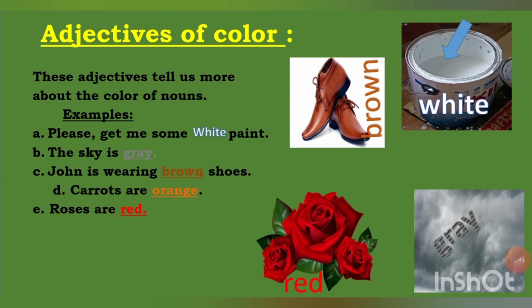John is wearing brown shoes. Brown shoes. The word brown is the color of the shoes. Carrots are orange. What color are carrots? They are orange. Roses are red. Yeah? So these are all adjectives of color. They tell you about the color of the noun.